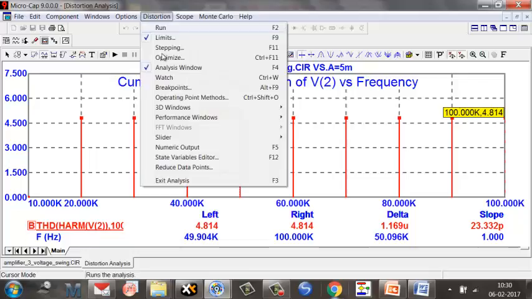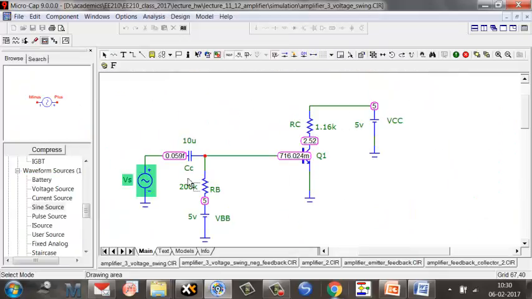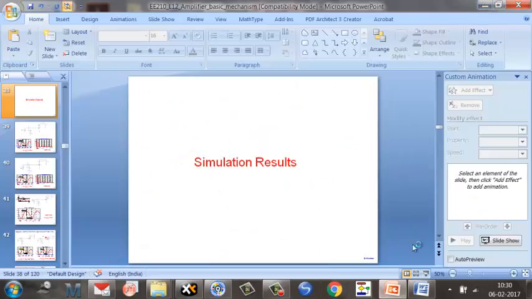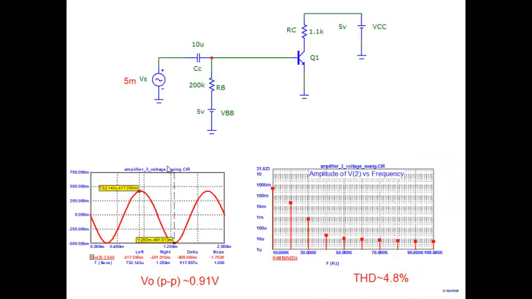Okay, so we can get now all these things here. So let me sort of summarize what we have here. Okay, let's come back to, so we have a picture like this. Note, we took our amplifier. I've applied 5 millivolt. This is the output that we get. Peak to peak value is 0.91. Peak to peak output voltage is 0.91. Harmonic distortion is 4.8% when I apply 5 millivolt.